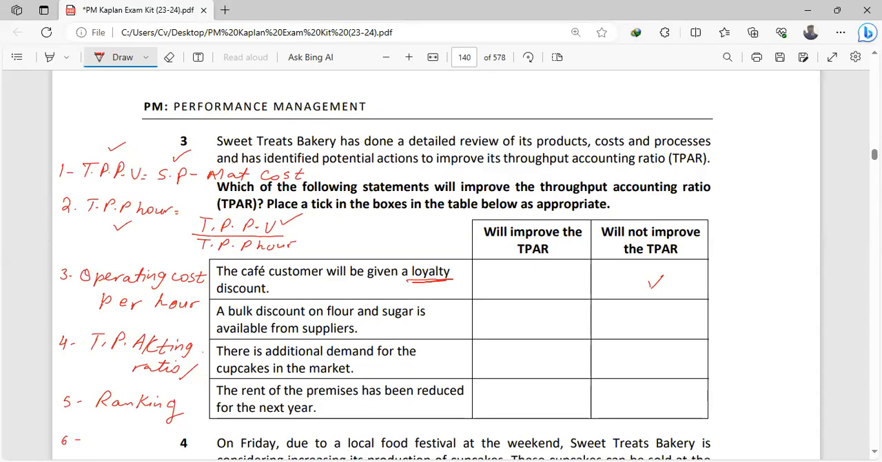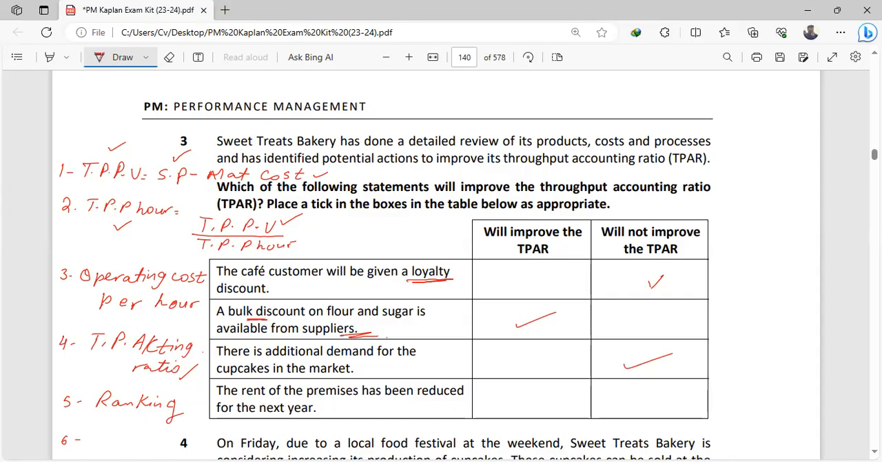A bulk discount on flour and sugar is available from the supplier. Now the other option is your material cost. Reduce your material cost. It is your expense. If you reduce expense, it will improve throughput per unit. When throughput per unit is rising, it means the numerator is improving. If there is an increase in this numerator, your throughput per hour will rise. So ultimately it will increase what? It will increase the throughput accounting ratio. So if you successfully obtain the bulk discount, or successfully reduce your cost, your throughput accounting ratio will improve. There is additional demand for the cupcakes in the market. So what? Additional demand does not mean your throughput accounting ratio will rise. So it will not improve your throughput accounting ratio.